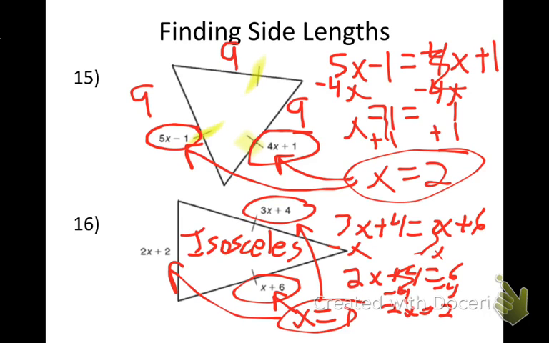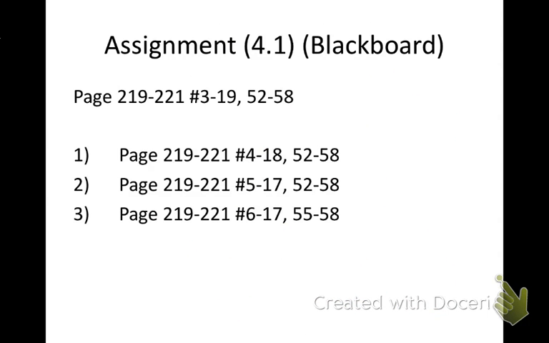What do you get for x to equal, Trevor? 1. So that means my side lengths are what then, Trevor? 7. And the other one? 4. 7, 7, 4. Remember to plug that back in and find the missing lengths. Nice job. Here is your assignment.